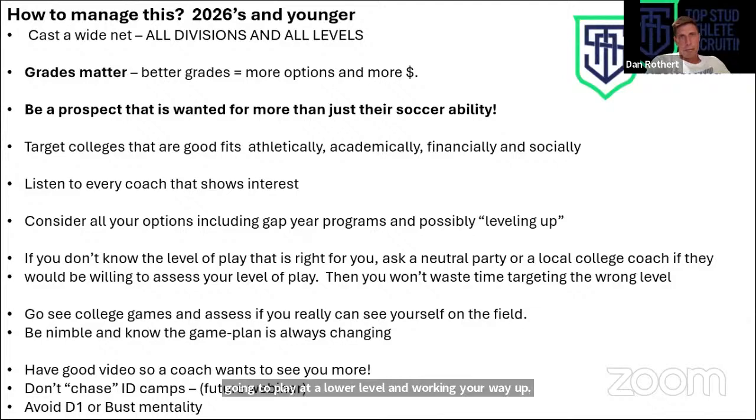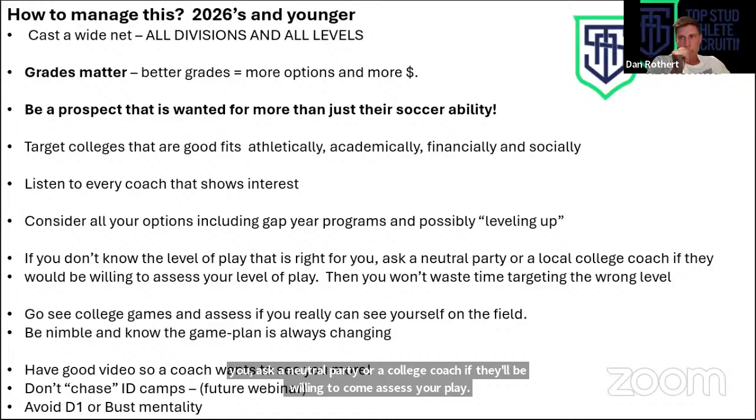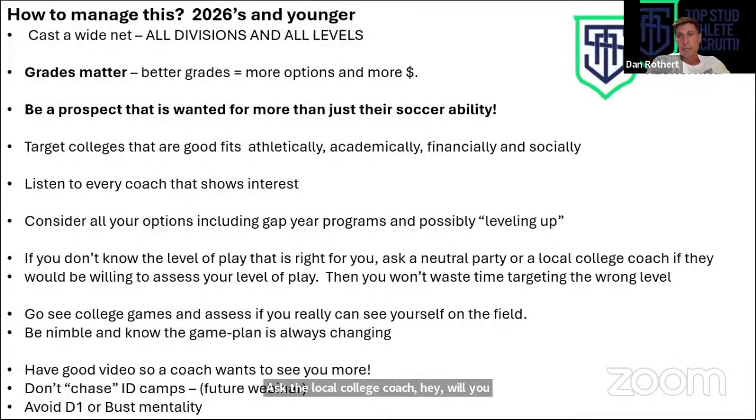If you don't know the level of play that is right for you, ask a neutral party or a college coach if they'll be willing to come assess your play. Ask the local college coach, "Hey, will you come out and assess my play?" Yeah, you might have to pay him. All right. Hey, I'll give you $100, coach. If you will come out and tell me what level you think I'm at, then you have a real assessment from a local college coach, and then you kind of have a starting point.